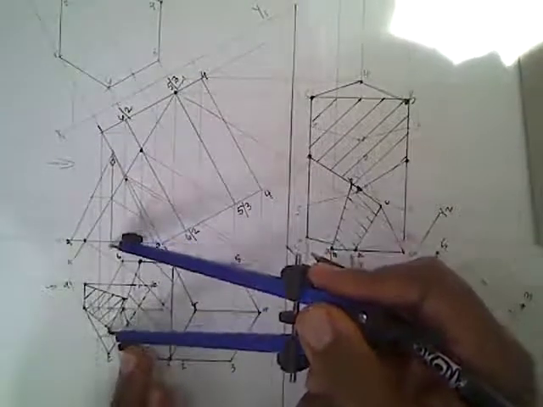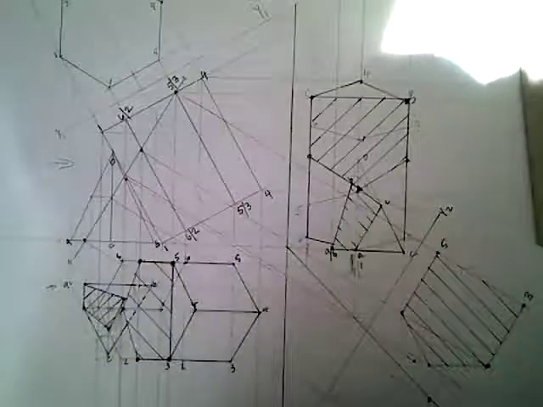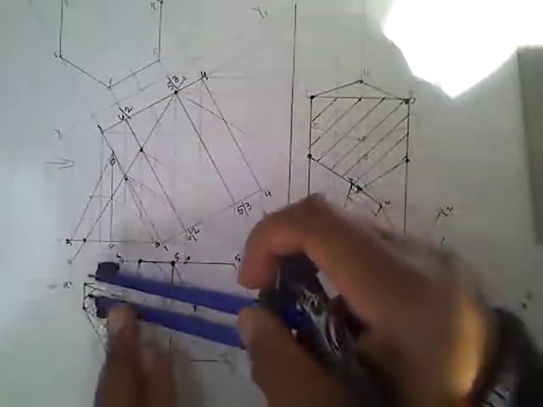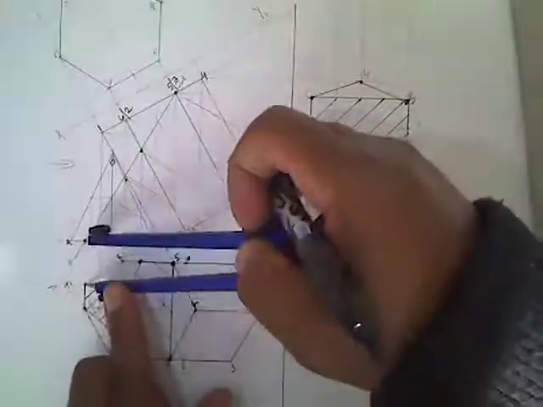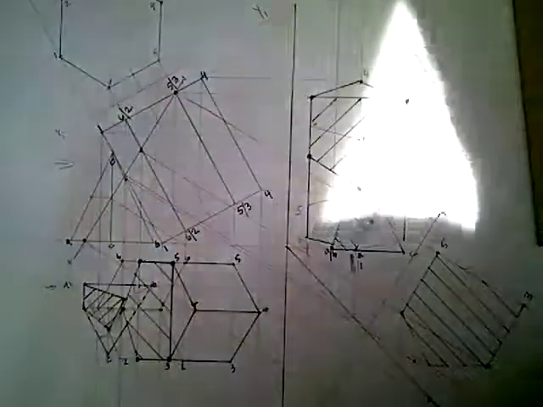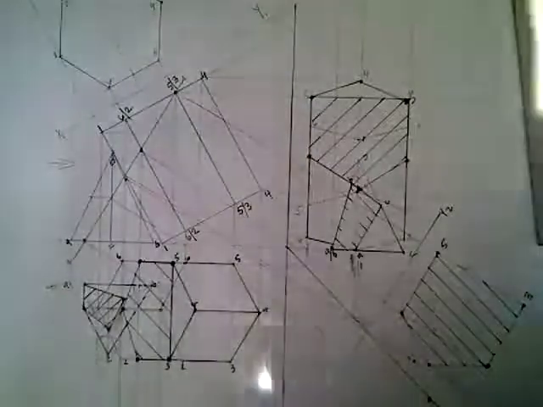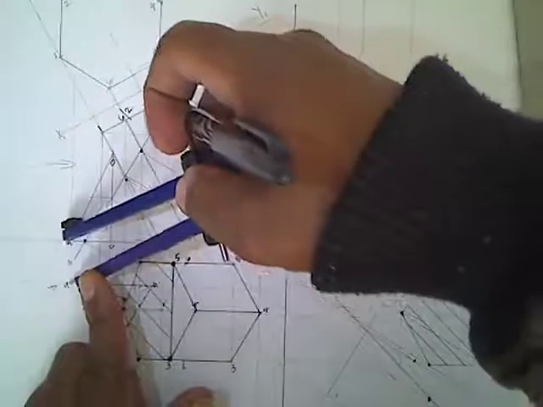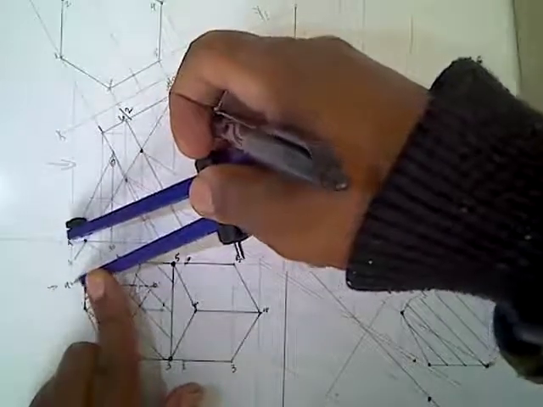Which one is the other one? And then I will come to the last one. This one. This one to the ground line. It will be that measurement. This one to the ground line.